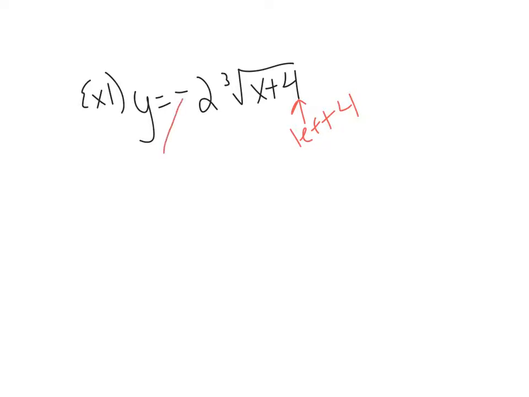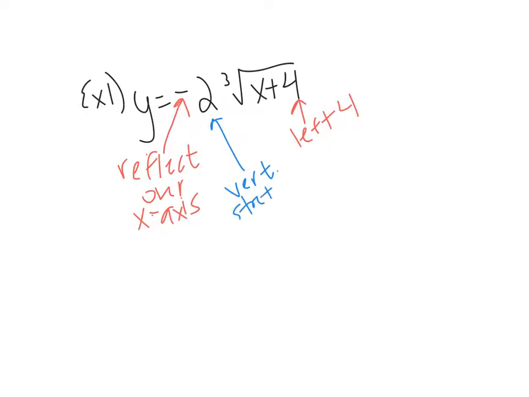Notice I have a negative on the outside. A negative being multiplied is always a reflection over the x. And I have a 2 being multiplied on the outside. Multiplying on the outside is always a vertical stretch, or is always vertical. And then because 2 is greater than 1, it's a vertical stretch by 2. So think about graphically, what's that going to look like? And we can draw a quick sketch. You can also graph it on your calculator if needed.